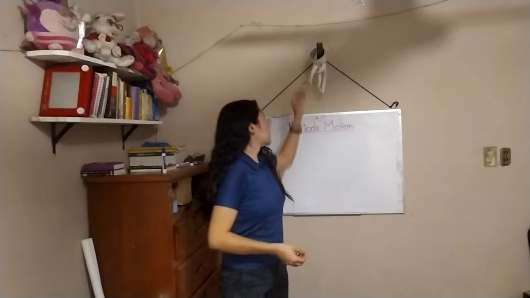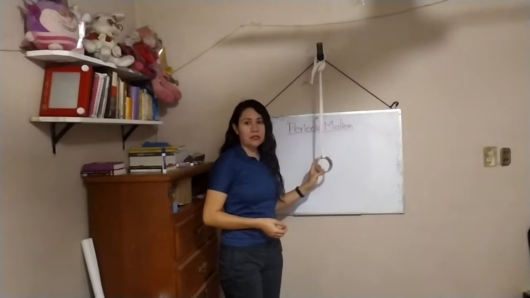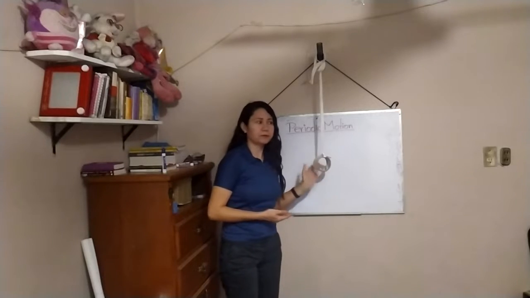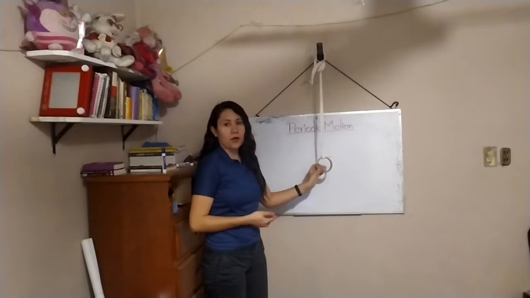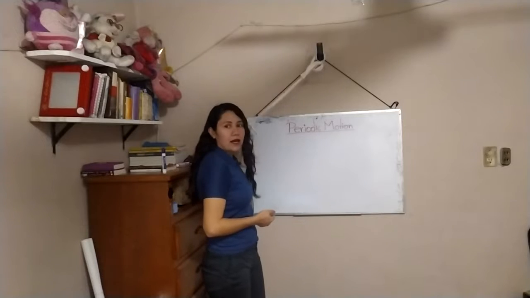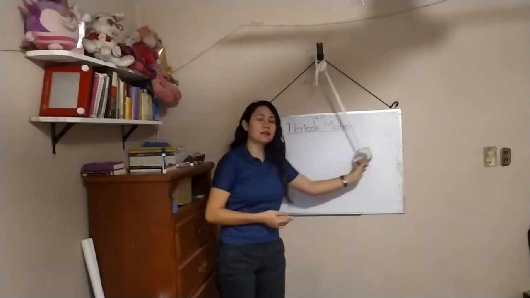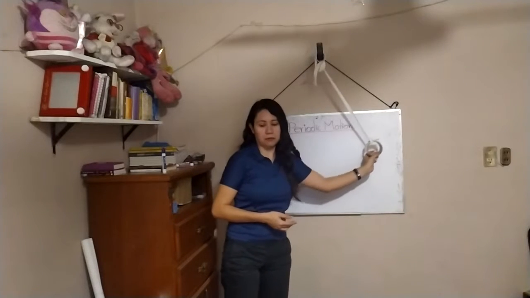For example, here we have a pendulum. This is one of the basic examples of periodic motion. Why? Because it goes back and forth in the same cycle over and over again in the same amount of time.